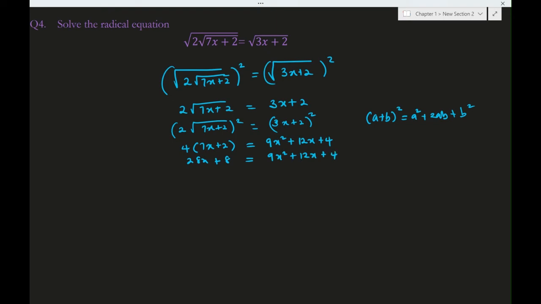We can move everything to the right hand side, or we can just move the whole of what we have on the left hand side to the right hand side, so that here we have 0, and now we have 9x squared plus 12x plus 4 minus 28x minus 8, and this will be 9x squared. What will be the x? We have 12 minus 28, so this will be minus 16x, then minus 4, right? This is a quadratic equation. Let me just rewrite it. Let's rewrite the right hand side first.